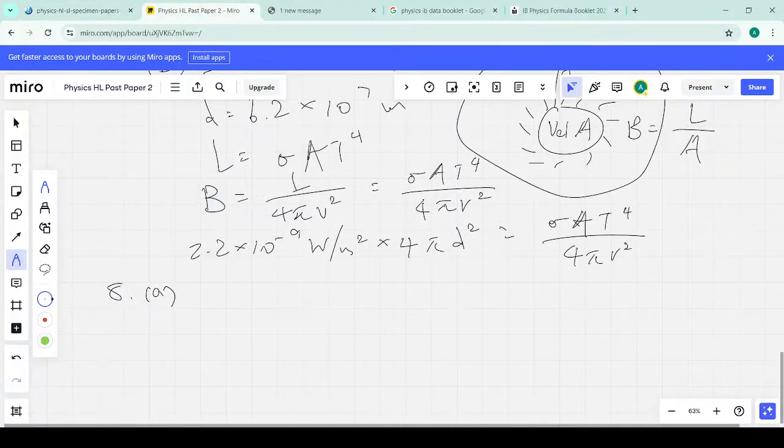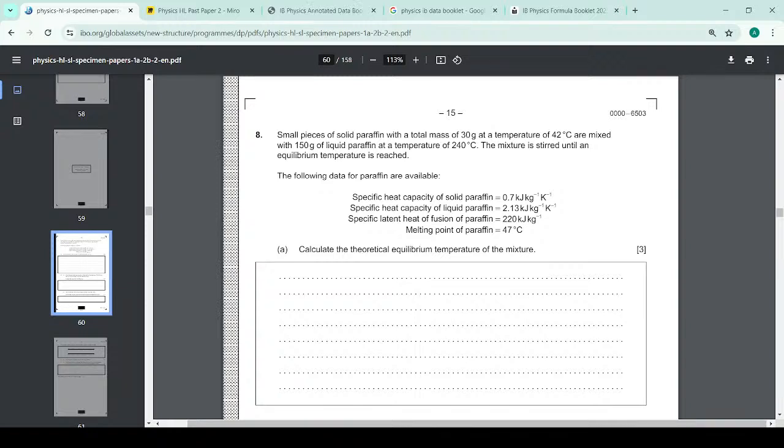Okay, so if we let the theoretical equilibrium temperature be T, then, okay. Oh, this is an annoying question. So the melting point of paraffin is 47 degrees. Okay, so since 42 degrees is really close to 47, and looking at the heat capacity not being a lot, I think it's safe to assume that the equilibrium temperature will be a liquid. So it's definitely going to be above 47 degrees. That's kind of my logic.